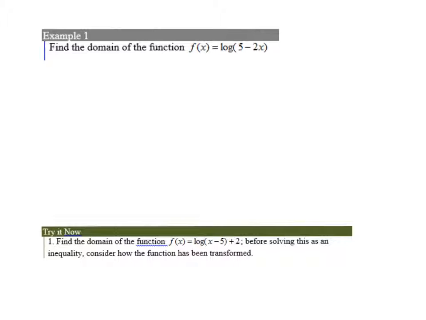So remember how we were talking about a minute ago, how I can't take the log of a negative number? So for this one, basically what I want is, I can't take the log of 0 also. So basically what I'm doing is I'm solving this inequality. When is 5 minus 2x going to be greater than 0? And it can't be equal to 0 because I can't take the log of 0. So that gives me this equation.